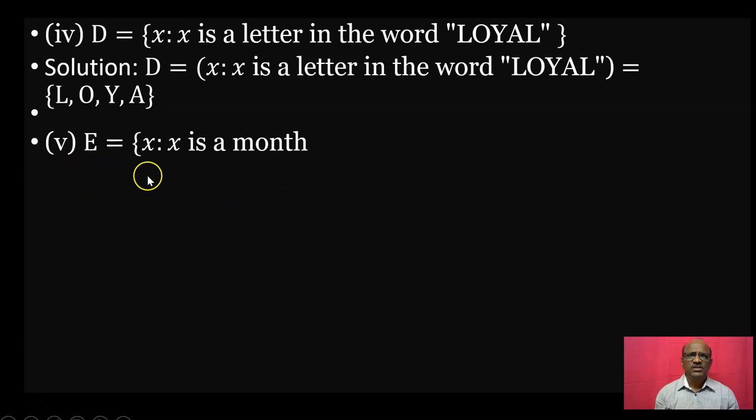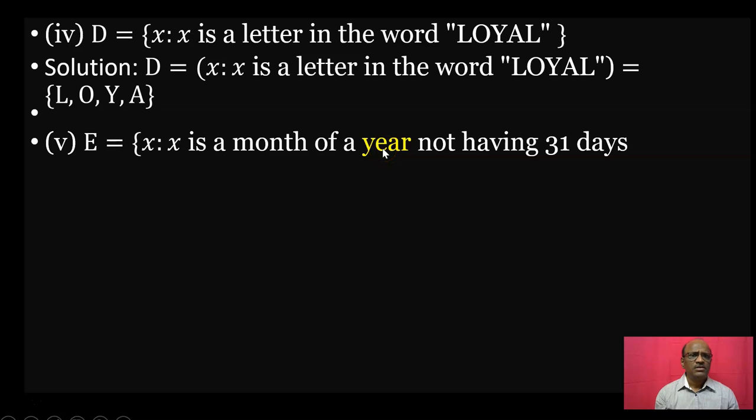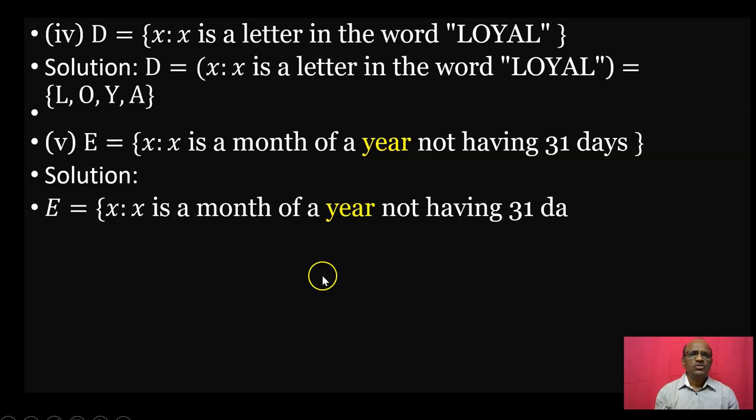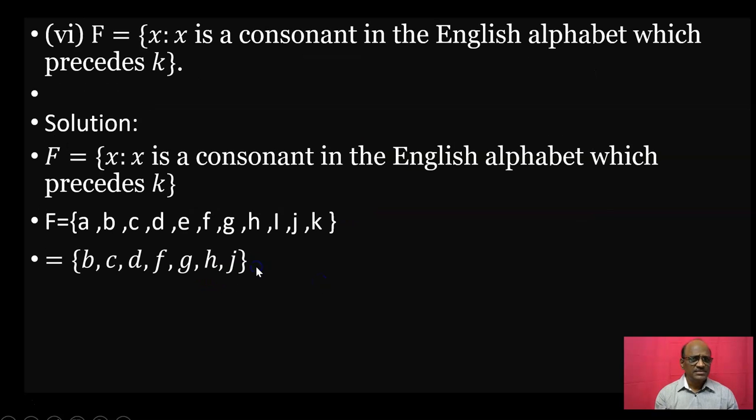Next, E equals {x such that x is a month of a year not having 31 days}. And the set of months of a year not having 31 days is the empty set.